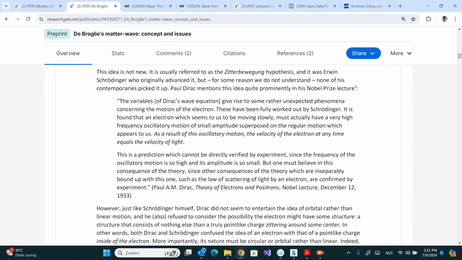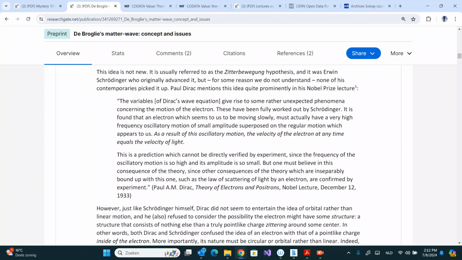Just to say historically, actually, this idea that I'm presenting now is not new at all. Where we would have a naked charge tittering around, as they say in German, moving around. Erwin Schrödinger advanced that idea, but his contemporaries did not pick it up, Dirac and even Einstein. But Paul Dirac mentions this idea quite prominently in his Nobel Prize lecture.